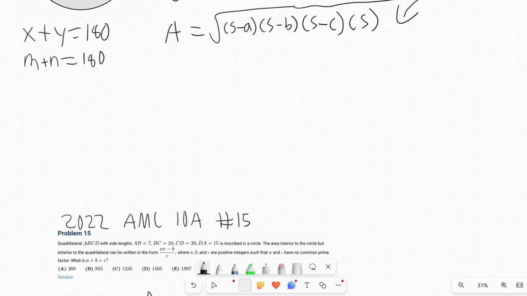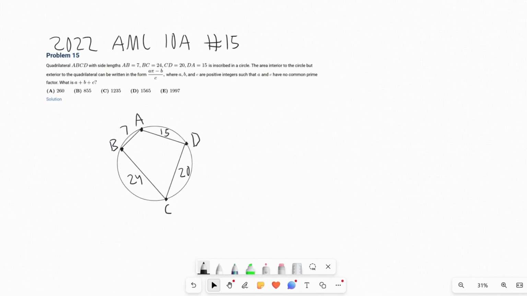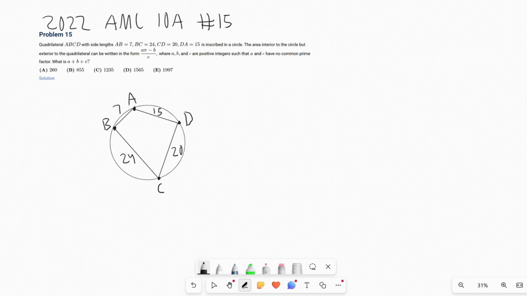Now let's move on to a practice problem. This is the 2022 AMC 10A problem number 15. I drew a quick diagram, but let's read the question first. Quadrilateral ABCD with side lengths AB 7, BC 24, CD 20, and DA 15 is inscribed in a circle. The area interior to the circle but exterior to the quadrilateral. So let's shade that area in quickly.